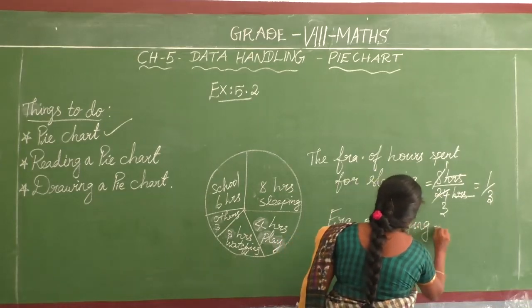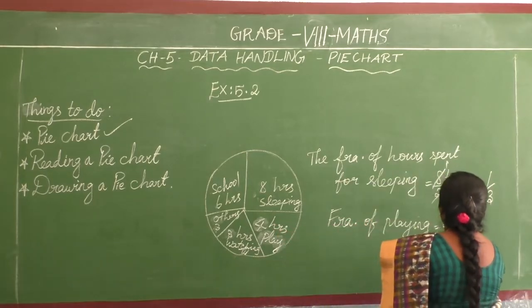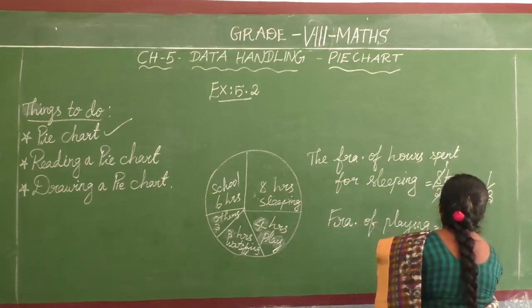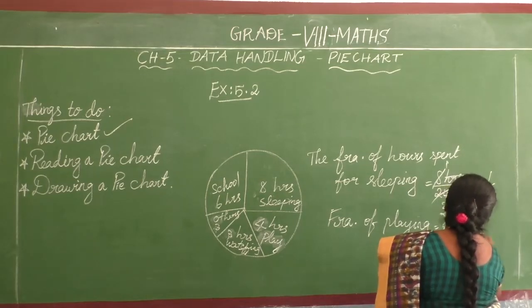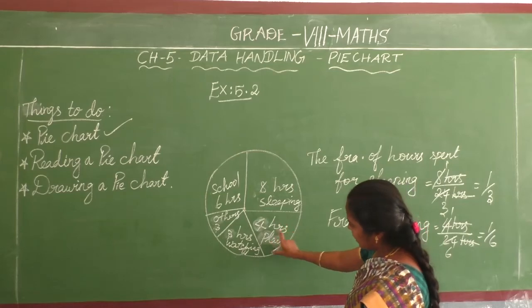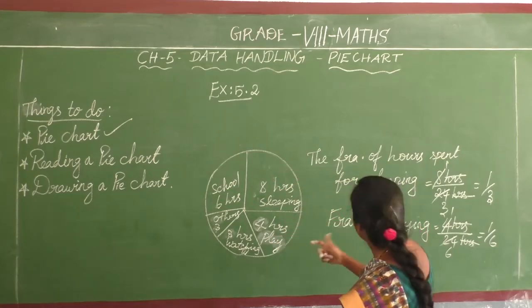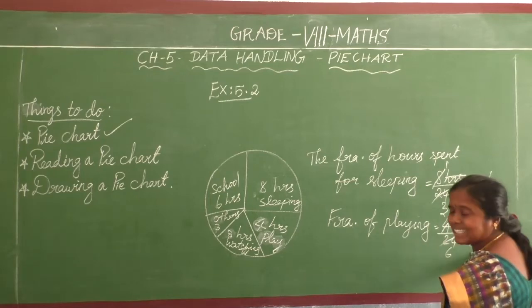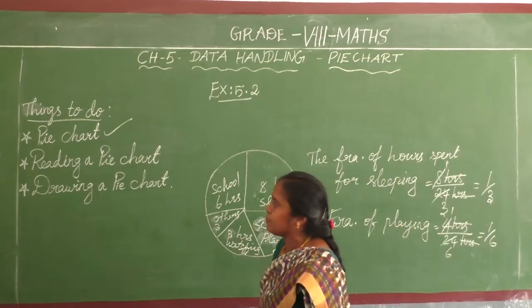What comes? Fraction of playing. What did I tell you, part of it, no? So 4 hours by 24 hours. So 1/4 is 4, 6 4s are 24. So 1/6 of a circle. The playing sector indicates which part of the whole circle? 1/6. Clear? So in this way only you have to read a pie chart.